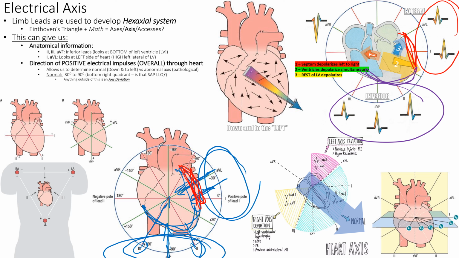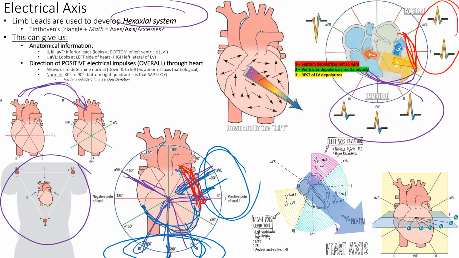So all these things came together to form what's called the hexaxial system. It's called hex because it's 6 of them, and it's going to be this axis. So AVR, and we have our AVL, our 1, our 2, 3, and AVF. All these things came together, we added them together, and we combined our Einthoven's triangle, and we then got that yellow slice of the heart. It's looking at the inferior portion and the lateral portion.